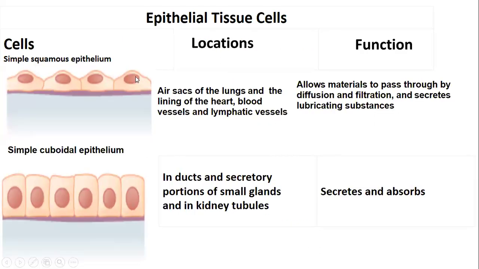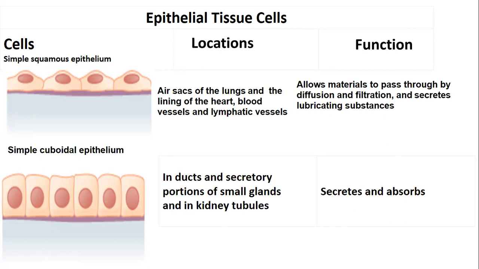Amongst those named by type of cell is the simple squamous epithelium. In terms of location, it is usually found on air sacs of the lungs, the lining of the heart, blood vessels, and lymphatic vessels. That's where you find this type of epithelium. Its function is to allow materials to pass through by diffusion and filtration, as well as secrete substances. So we understand that these are the functions that happen in these organs.